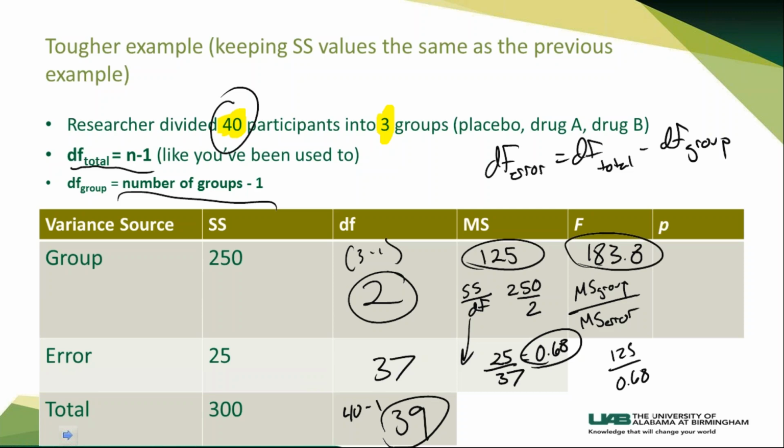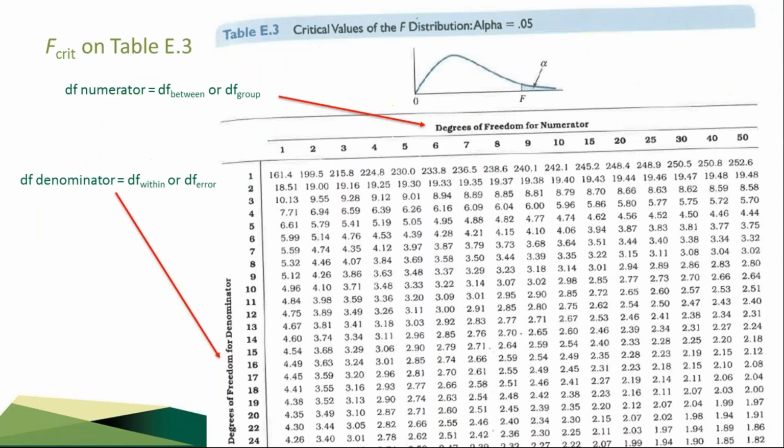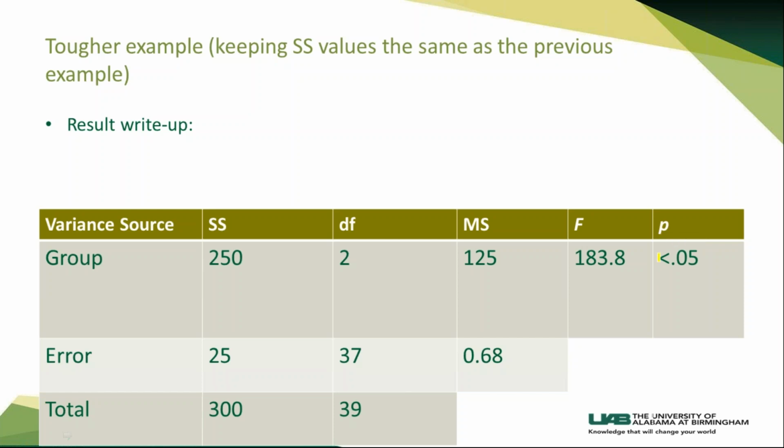So again, we want to go to our critical value table, that table E3. And just ahead of time, we should know it's going to want the numerator and denominator degrees of freedom. We're looking for 2 and 37. So 2 and 37 is way on down the page, but just know ahead of time that it is less than 0.05. You will not have one like that on the exam, of course.